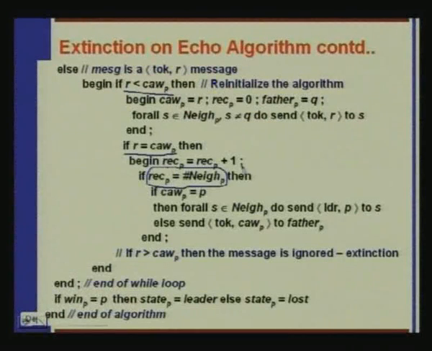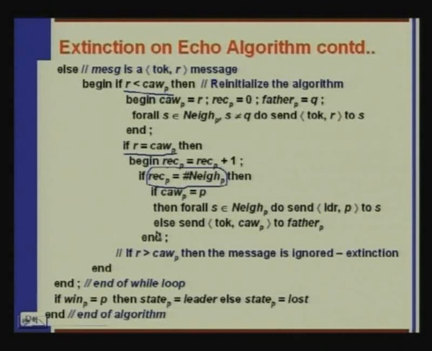After receiving the message, if it sees that the number of neighbors of P is equal to RECP, then it checks whether CAWP is equal to P. If it is equal to P, then it is the initiator of this wave and the wave has terminated. So, it is going to start sending out the leader messages. It will send leader P to all its neighbors S, and that echo algorithm will now start.